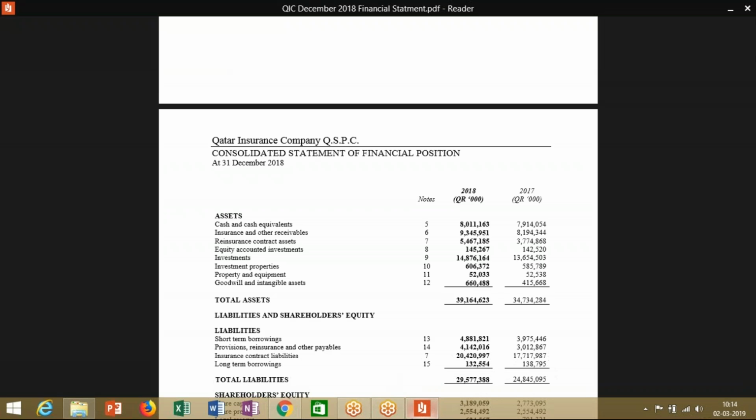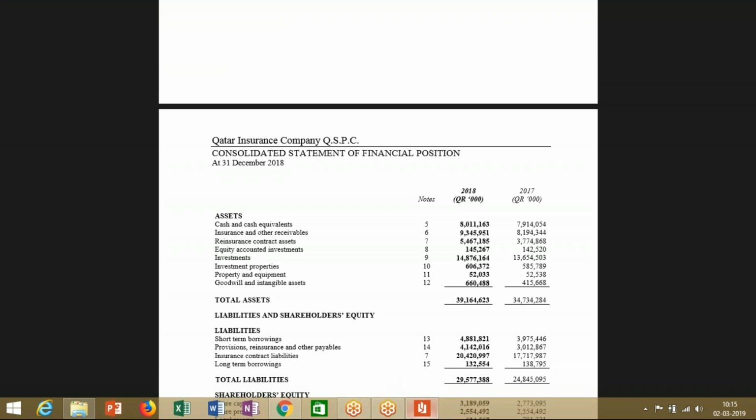Perfect. Now impairments are kept on assets, not on liabilities. That's the first and the most important thing. Now the next question is, what are the assets that this firm has?